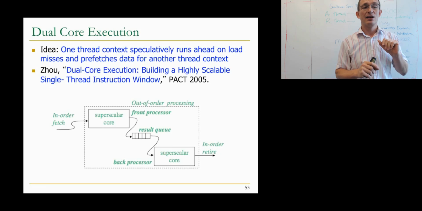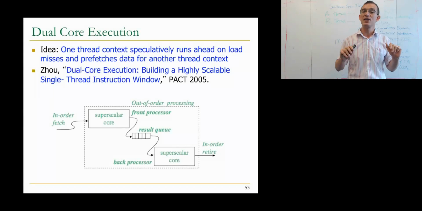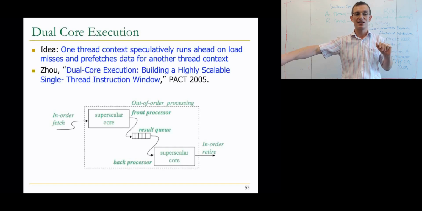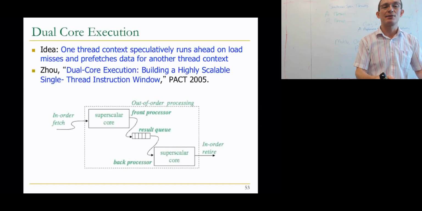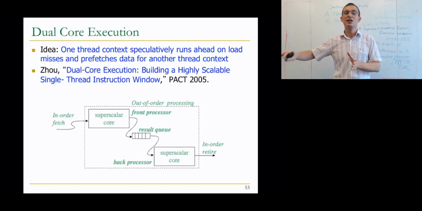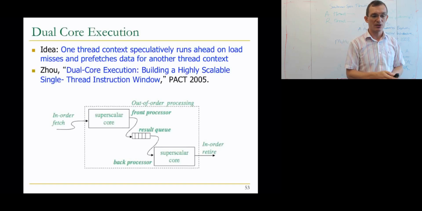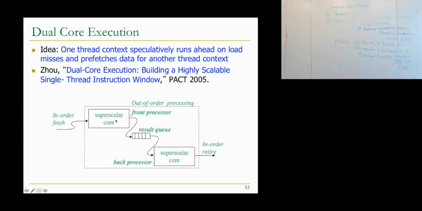The idea is you have one thread context that speculatively runs ahead on load misses and prefetches data for another thread context. That's the front processor basically gets ahead of the back processor by not stalling on cache misses. That's the key idea. So if you look at this, you have two cores. In this case, it's like a chip multiprocessor. A superscalar out-of-order core, superscalar out-of-order core here.